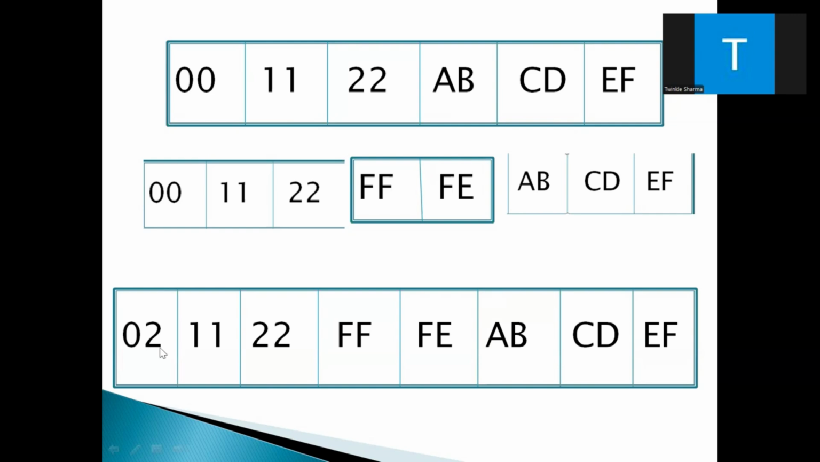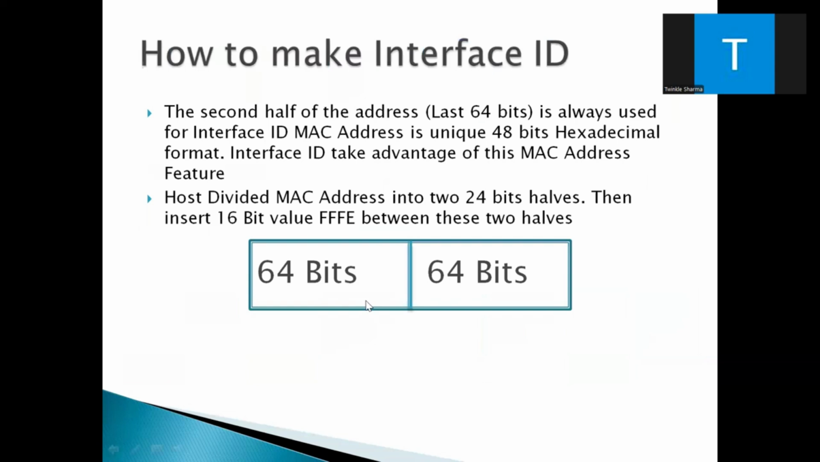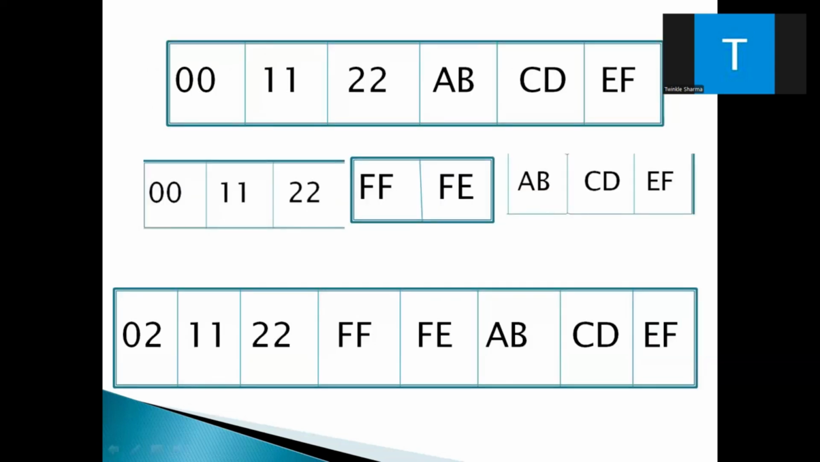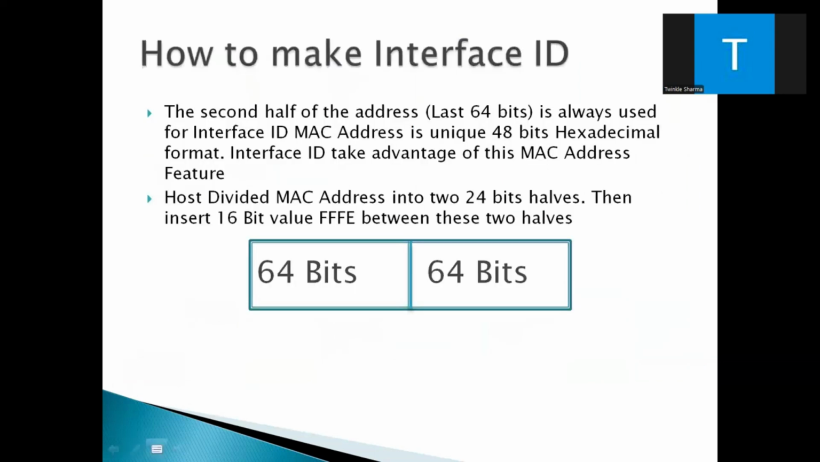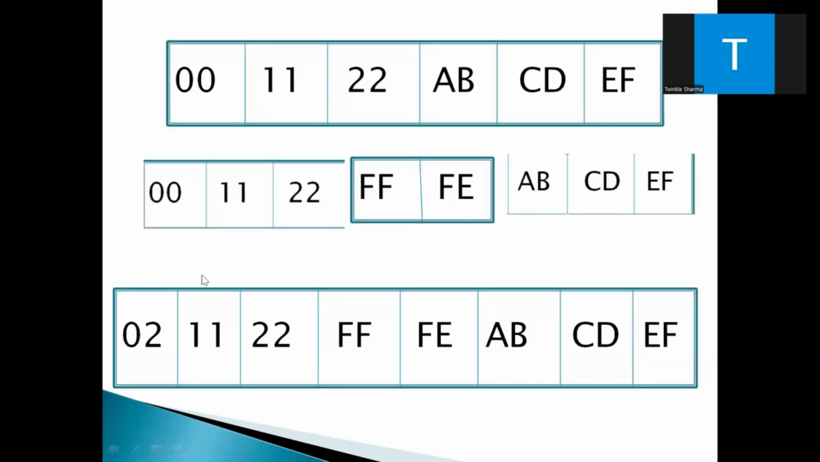Why do I write 2 here? Extended unique identifier, because of the binary. In this, we have the 7th bit to be flipped. The 7th bit of this we have to replace: if we have 0, we replace it with 1, and if we have 1, we replace it with 0. Here we have 0. If we write the 8 bits here, I have to write this.